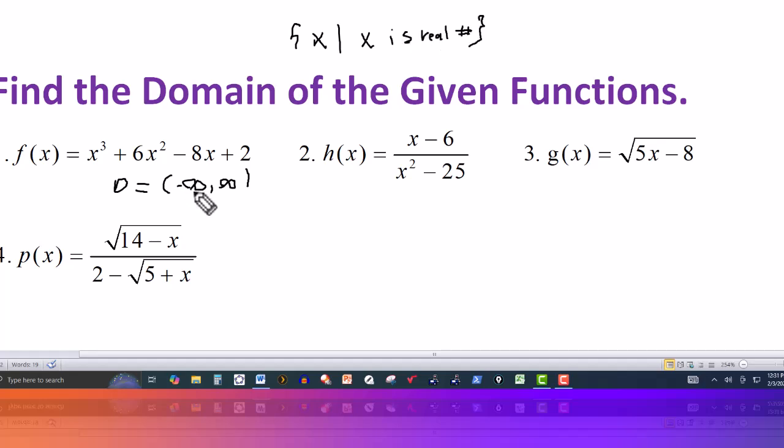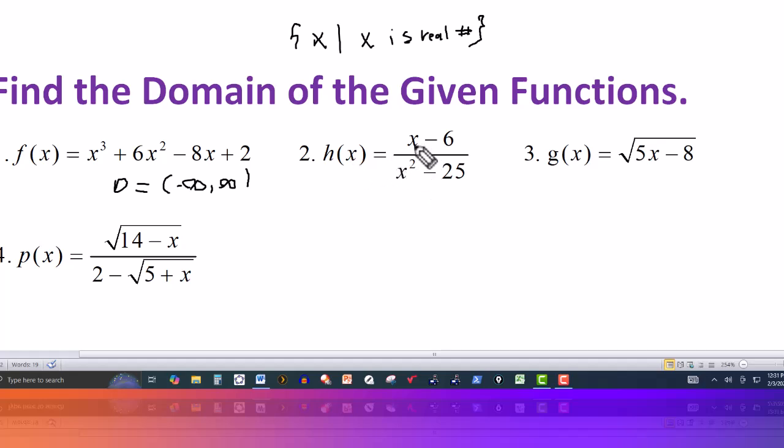So we can write it as negative infinity to infinity, which means it represents all real numbers. Or in set builder notation, the set of all x such that x is a real number. Now for the next one, if you have a rational expression, in this case x minus 6 over x squared minus 25, make sure it's reduced, and then all you have to do is look at the denominator. You cannot divide by 0.